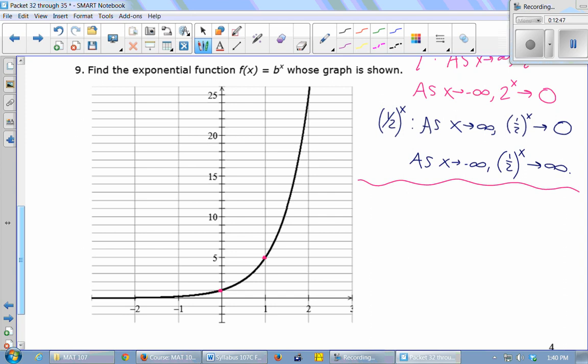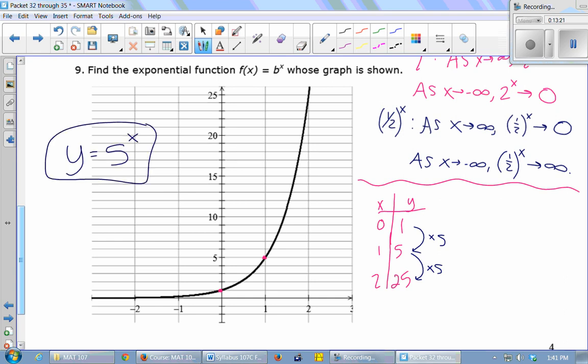5. Yeah. So you can make yourself a little table, x, y, and put in the points that you know. I've got (0, 1) as my y-intercept, and then I have (1, 5), and then I have (2, 25). And from there, you can try to figure out what the multiplier is. What do you multiply to get from 1 to 5? What do you multiply by to get from 5 to 25? Times 5. So that is your base. So the equation is just y equals 5 to the x. You just got to figure out what the multiplier is, what the factor is. That's your base.